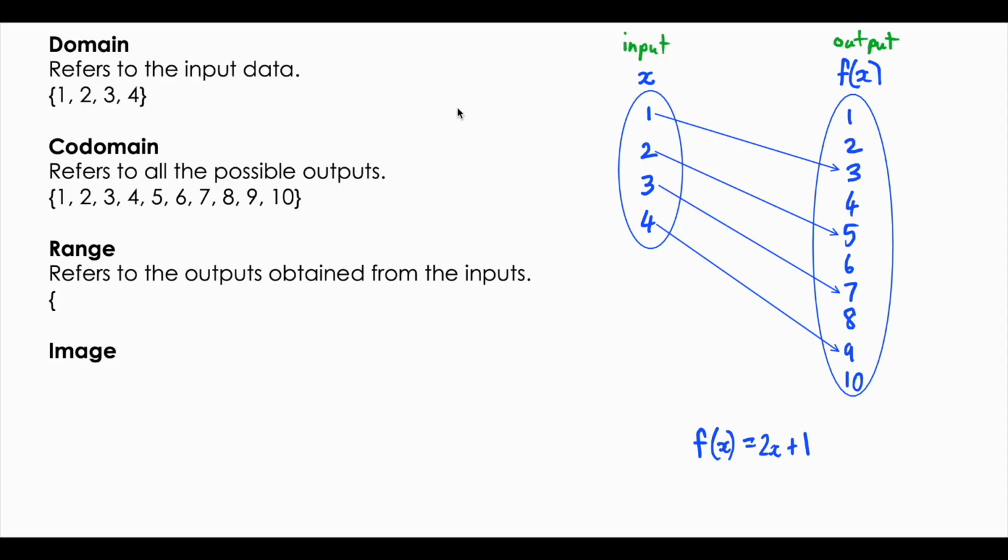3. Yep. 3, 5, 7, and 9. Excellent. 3, 5, 7, and 9. So for these particular inputs, these were the outputs that we got: 3, 5, 7, and 9. So those would be our range. Now, how did we get these outputs?